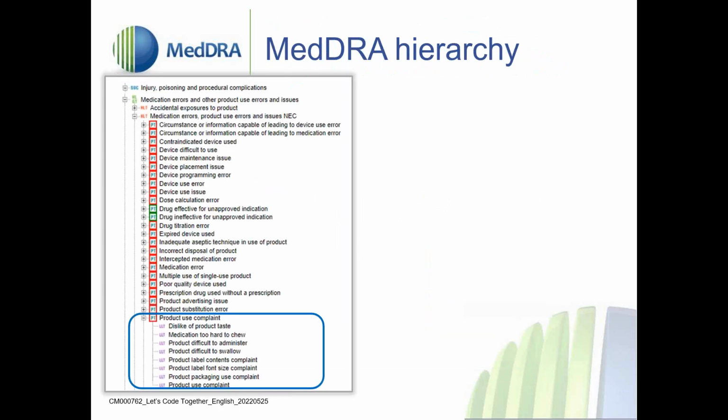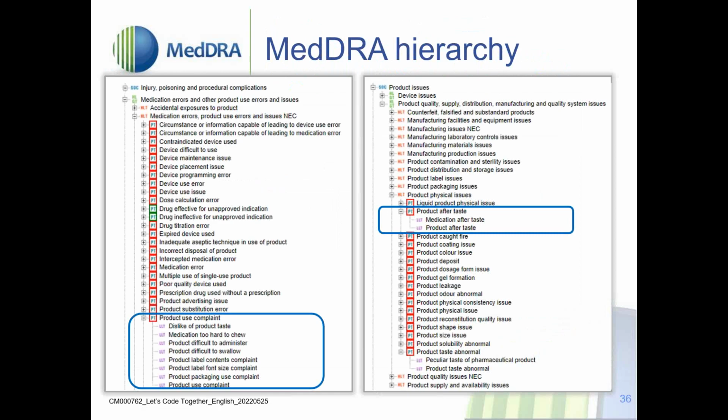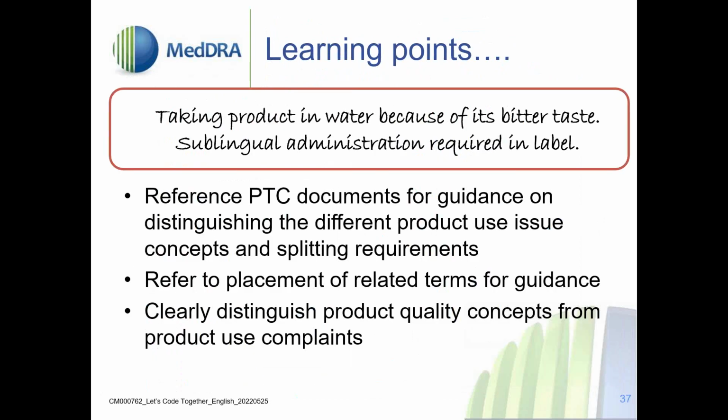Just as a reminder there for you of the MedDRA hierarchy, this shows the difference between the product use complaint, and I showed you this live in the browser, and the product quality issues, terms like product aftertaste. So I was pleased to see in the multiple choice that most of you went for the product use complaint. So well done on that. As Carol Ann said before, you've obviously got some experience in these types of terms yourselves. Product taste abnormal is another one that would be in the quality issue. That was another one I gave you in the multiple choice that we wouldn't be looking for.